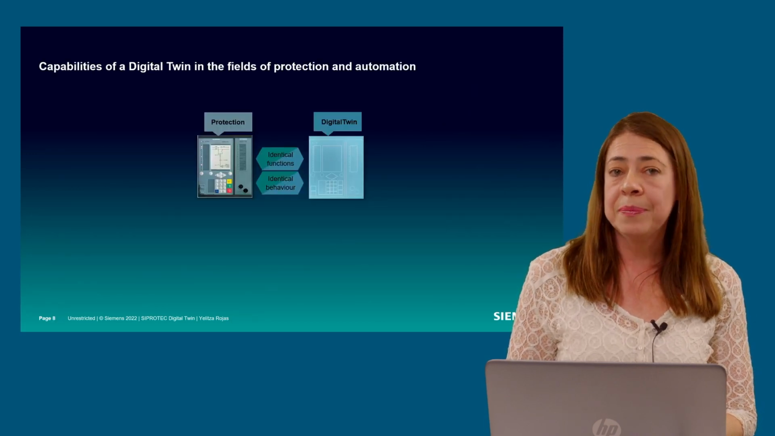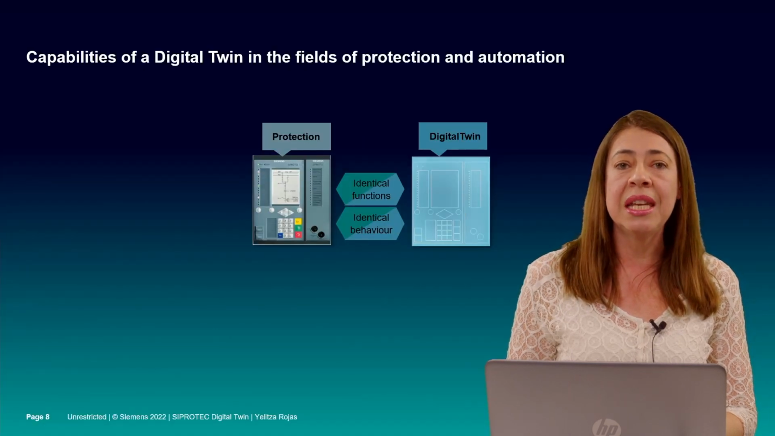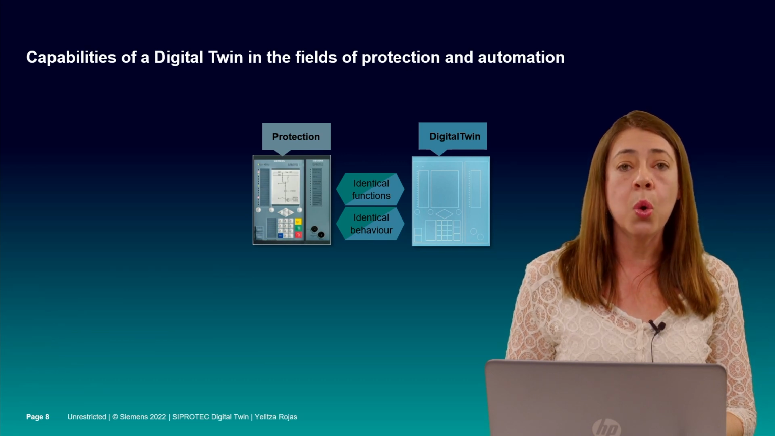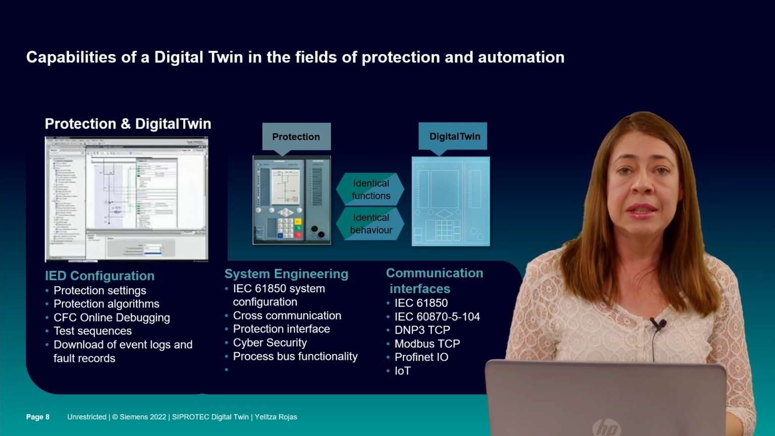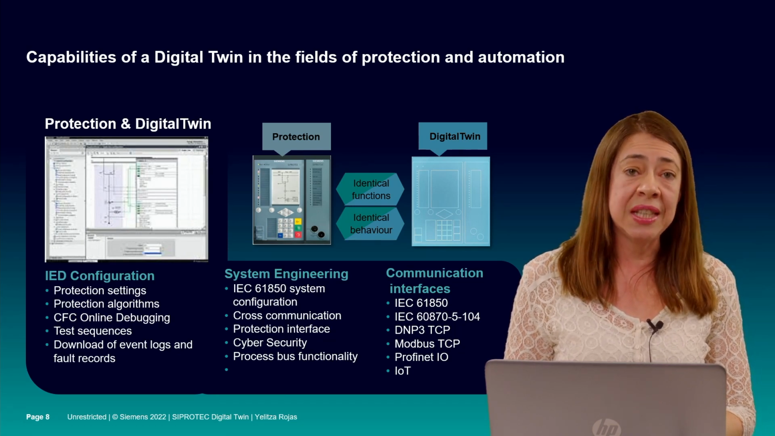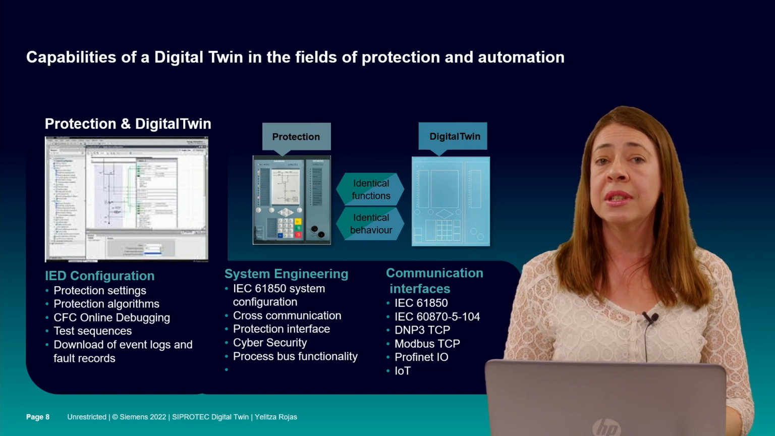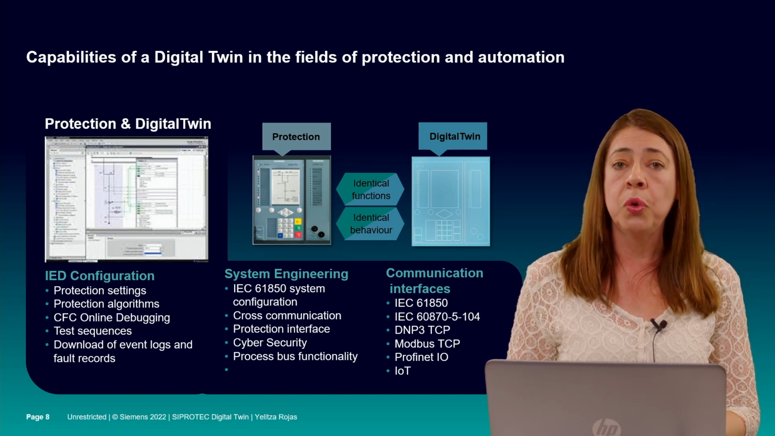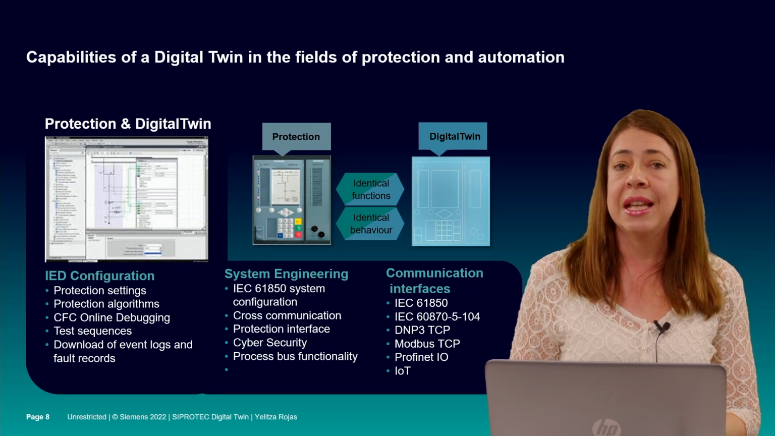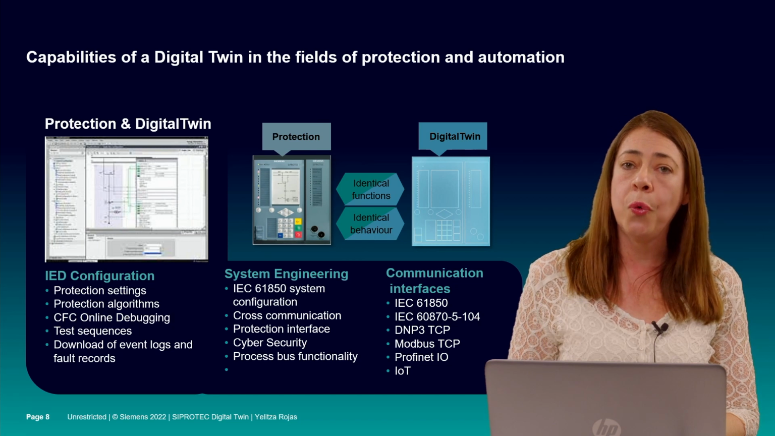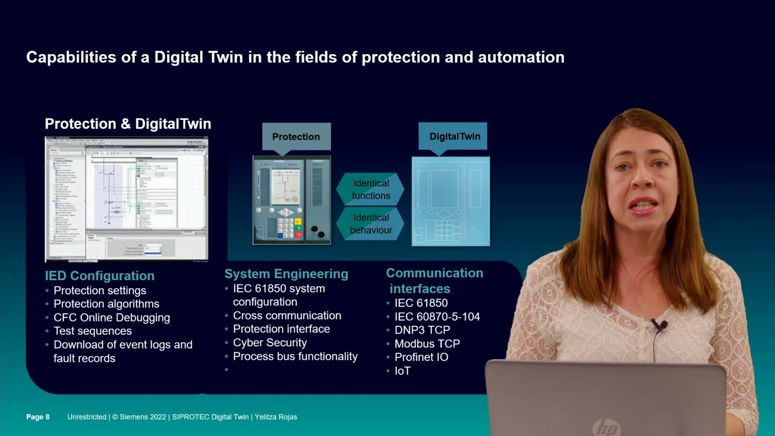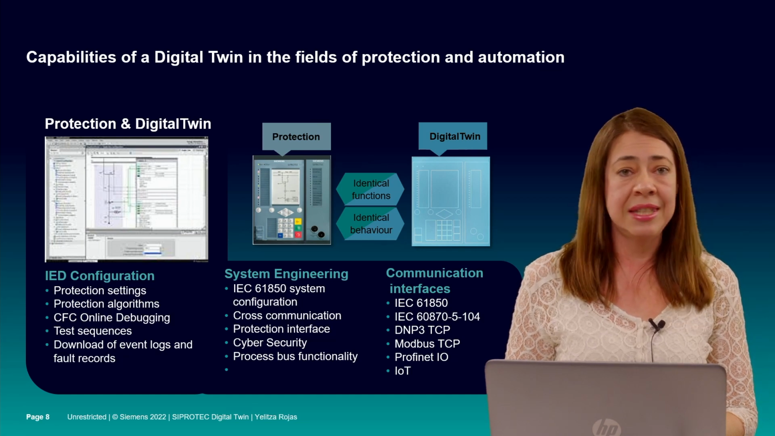So now let's see the capabilities of a digital twin in the fields of protection and automation. The first one goes to the device itself, that is, to the IED configuration, with its protection settings, protection algorithms, online debugging of user logics. Test sequences can be used, and the download of event logs and fault records is enabled. However, the applicability of the digital twin is not limited to the device itself.